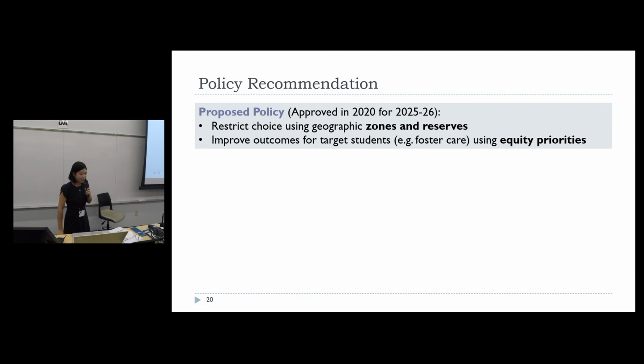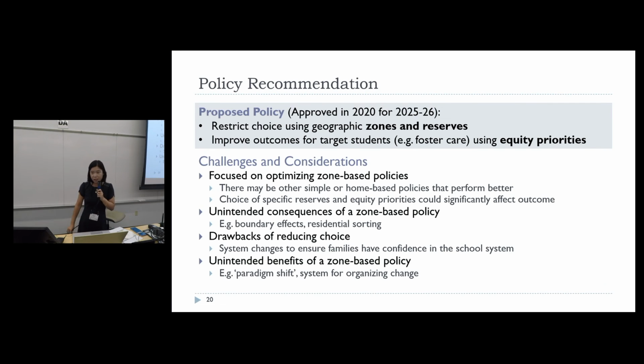Okay, so based on this, in 2020, the following policy was approved for use starting 2025. We're going to restrict choice using geographic zones and control it using reserves. And we're going to improve outcomes for particular target students using something called an equity priority. Now, there are a lot of additional challenges and considerations here, which I'll just highlight 2 of in the interest of time.